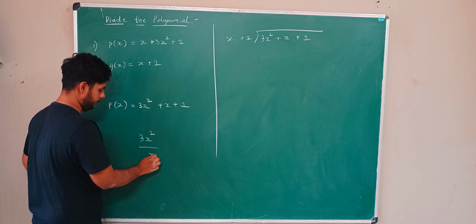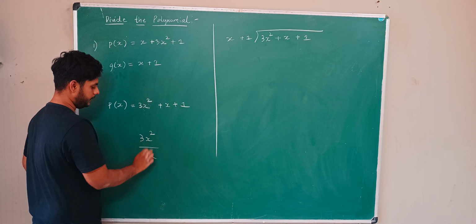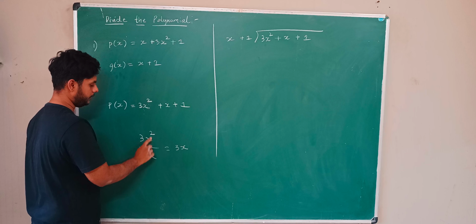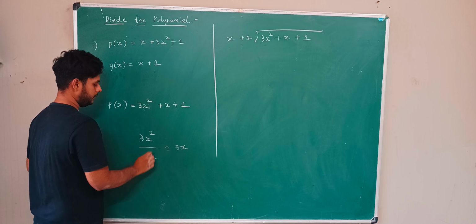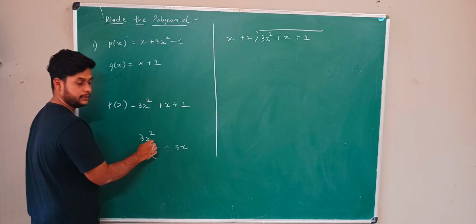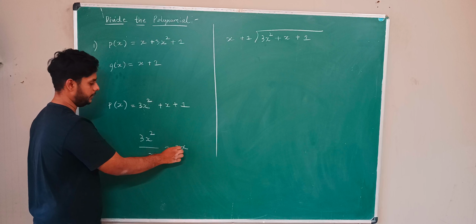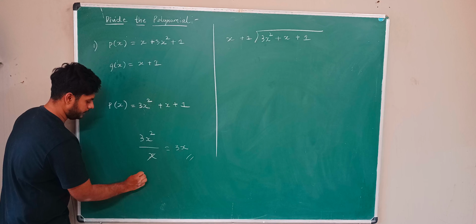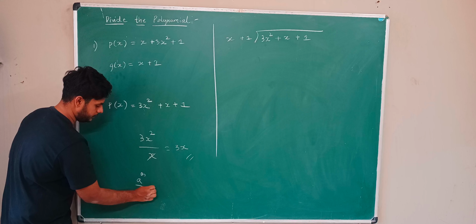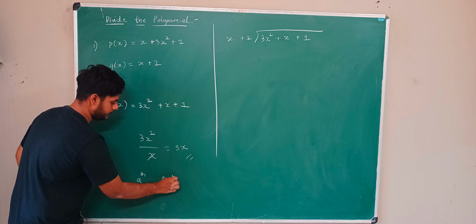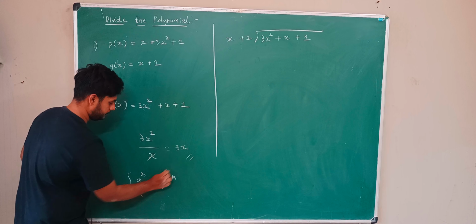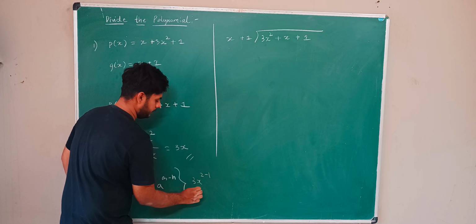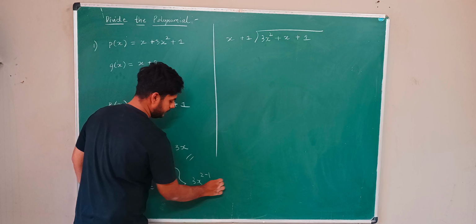3x square by x. So the answer is 3x. How? 3x power 2 minus 1x. 1x will get cancelled. So 3x power 1 will remain. The answer is 3x. How did I do that? Because a power m by a power n is equal to a power m minus n. This is the rule. 3x power 2 minus 1, what did I get? I get 3x.